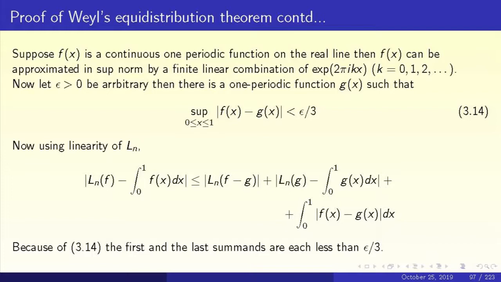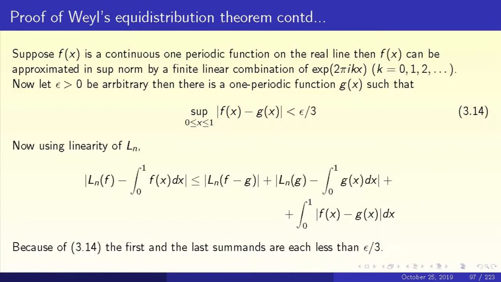So now let us bring in the epsilons. Let epsilon greater than 0 be arbitrary. Then there is a 1 periodic trigonometric polynomial g x such that the supremum of mod f x minus g x is less than epsilon by 3, equation 3.14. Now using linearity of ln, let us estimate mod ln f minus integral 0 to 1 f x dx. Add and subtract ln g: this is less than or equal to mod ln of f minus g, plus mod ln g minus integral 0 to 1 g x dx, plus integral 0 to 1 mod f x minus g x dx.